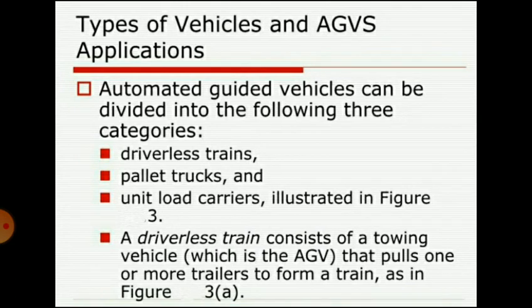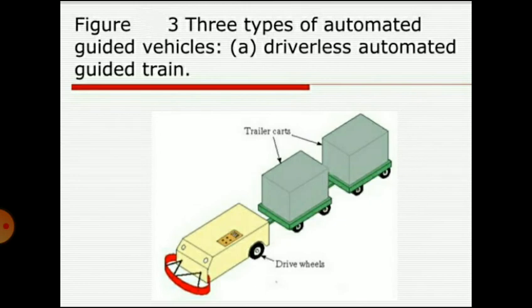Automated guided vehicles can be divided into three categories. First category is driverless trains, second is pallet trucks, and third is unit load carriers. So the first category, that is driverless trains. A driverless train consists of a towing vehicle, that is automated guided vehicle, pulling one or more trailers to form a train. It was the first type of AGVS to be introduced and is still widely used today.